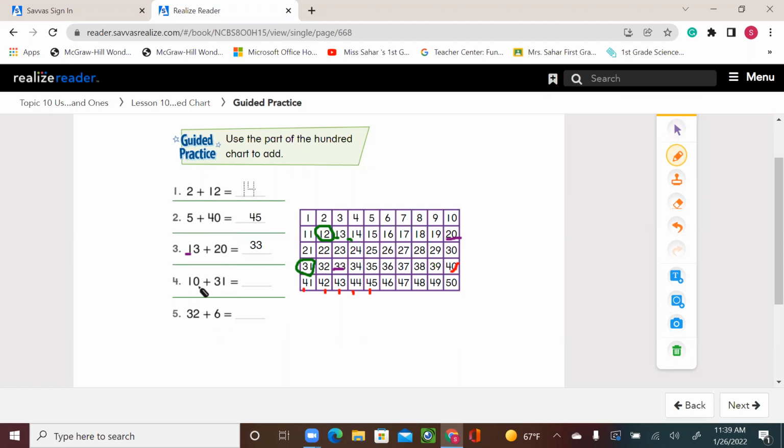And then add 10. I know this is easy. 10 means a whole row. So that means I'm going down 1 step down with a column, 1 column. So 31 plus 10 equals 41. Let's write this down.